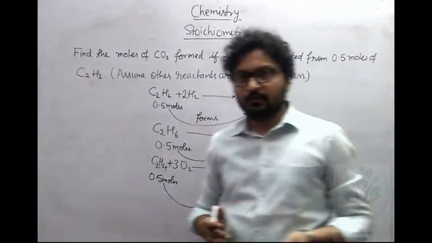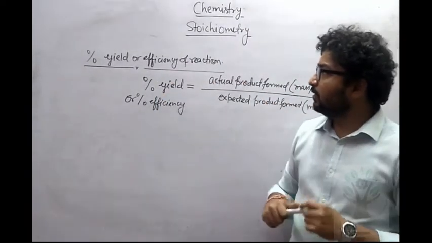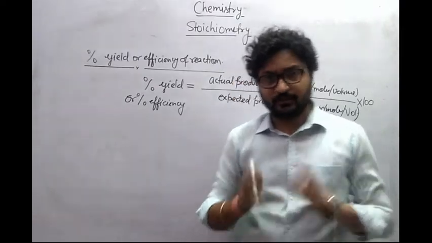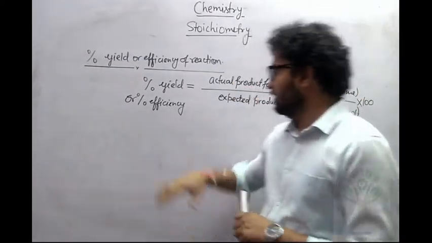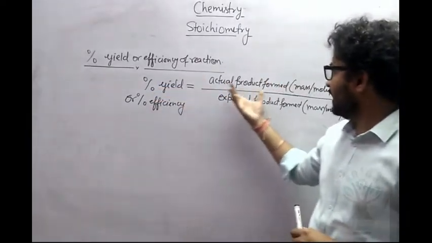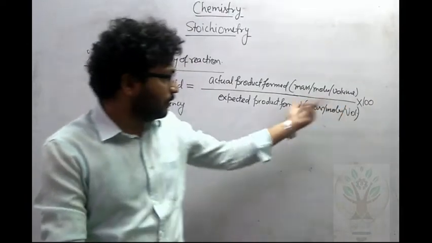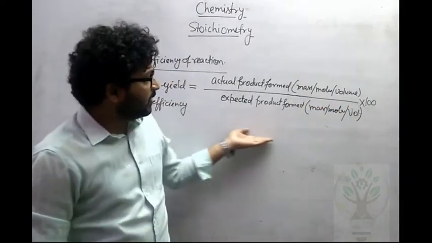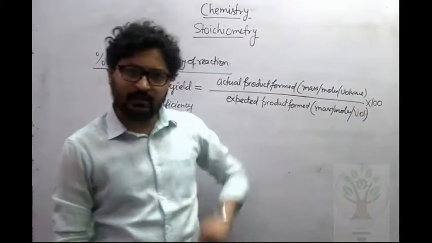Good. Let's move forward. Now, the next topic is very interesting. It is percent yield or efficiency of reaction. Let me tell you the formula first. Percent yield equals the actual product formed, whatever its mass or moles or volume is, divided by the expected product formed, mass or moles or volume, whatever, multiplied by 100.